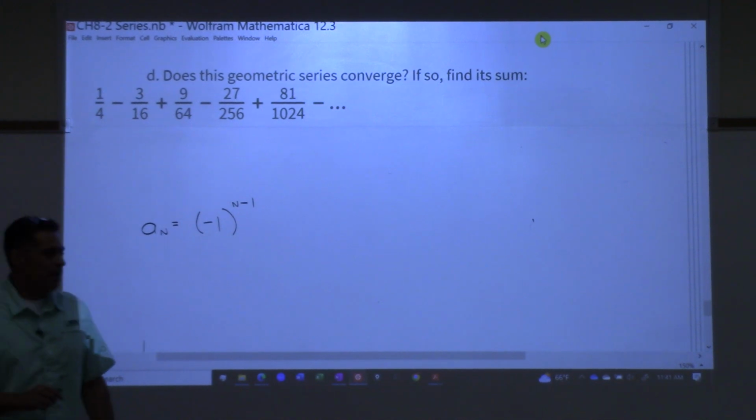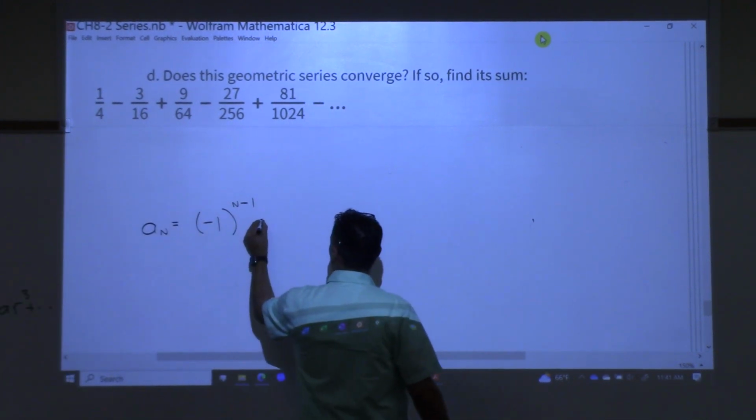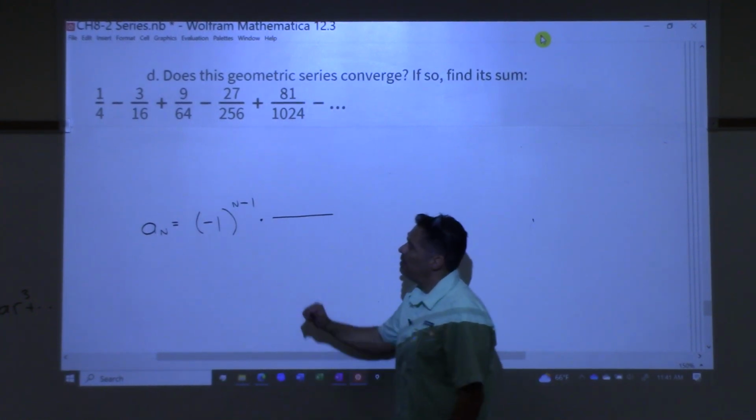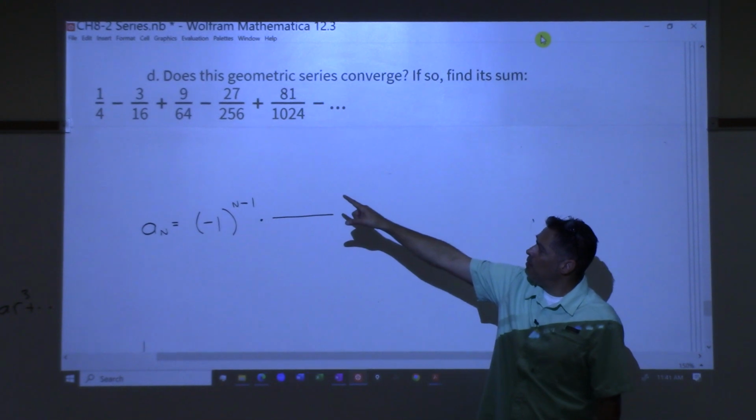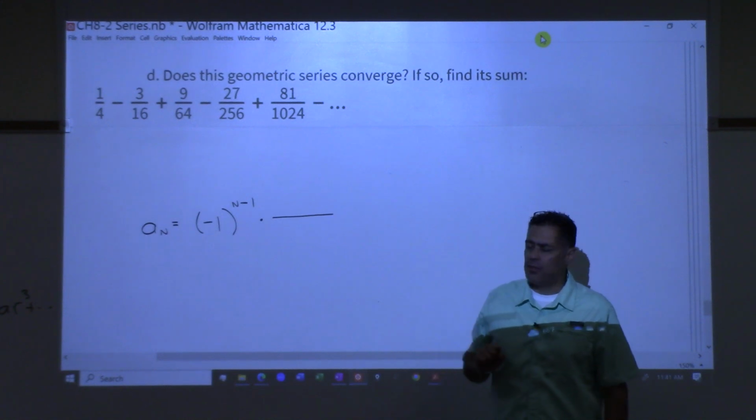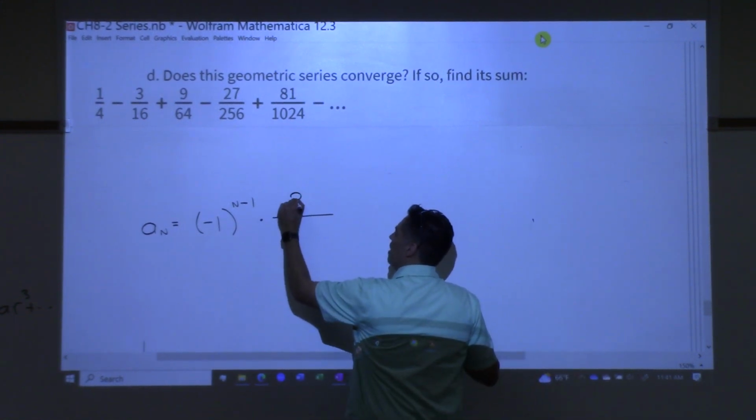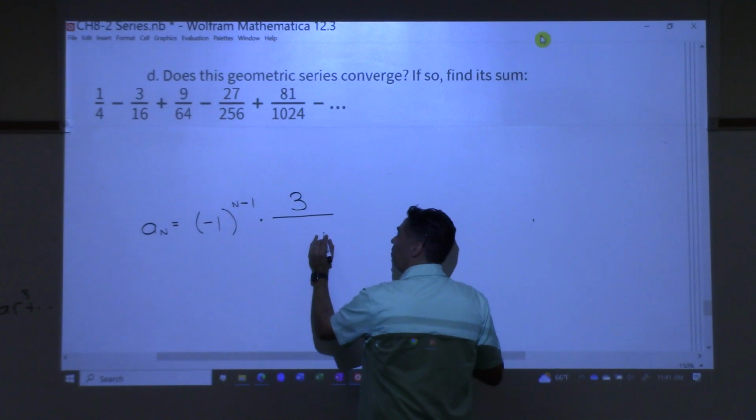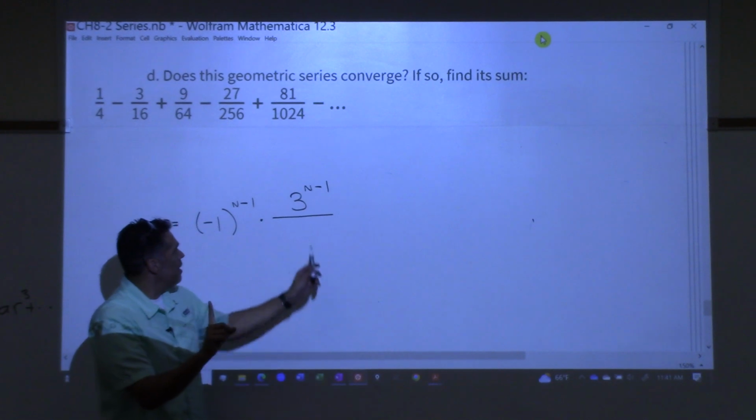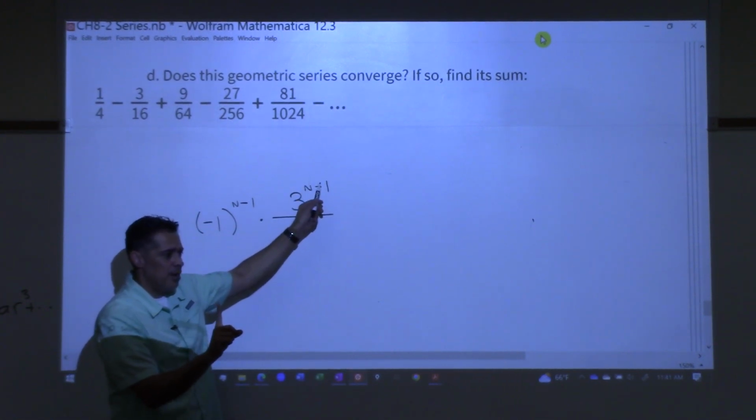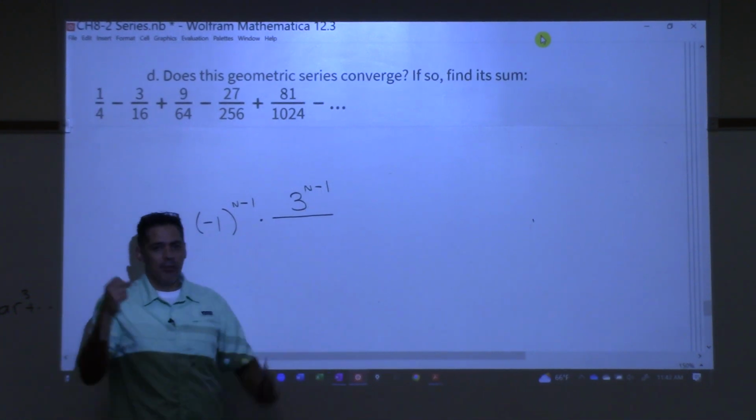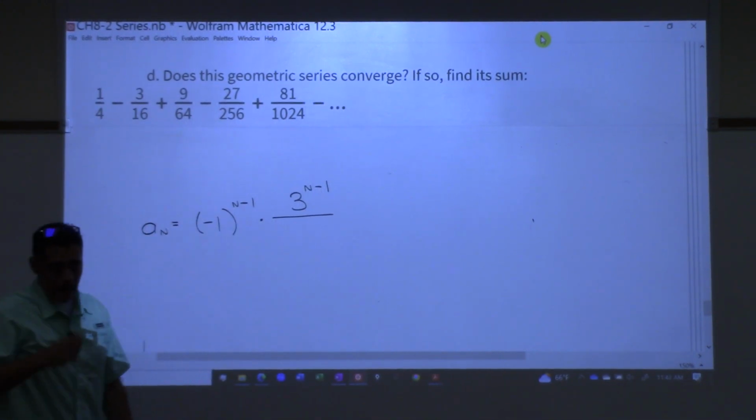That part's done. Now I'm noticing that the numerators are all powers of 3: 3, 9, 27, 81. But the very first one, the 1 in the very front on top of the 4, is 3 to the 0. So I need 3 to what power up here to start at 0? N minus 1. Remember, n's going to start at 1. So when I plug in 1, I need this to be 0, so I get 3 to the 0, which is the 1 up there. And when I plug in 2, I'll get 3 to the first.